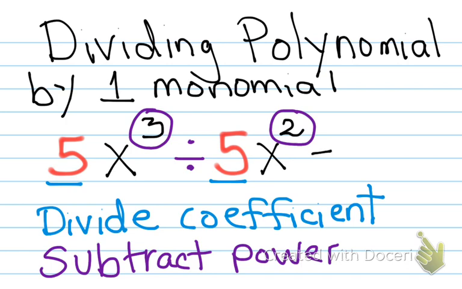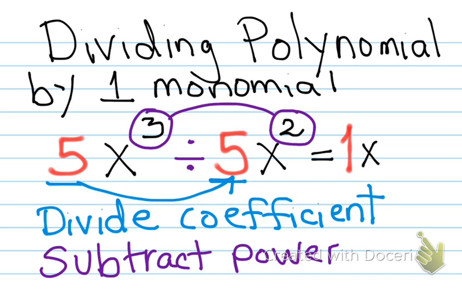And so our final answer would be 5 divided by 5 is 1. And we subtract the exponents, 3 minus 2. Of course, the variable stays the same. And then 3 take away 2 is 1. Now this only works, again, if the variables are the same.